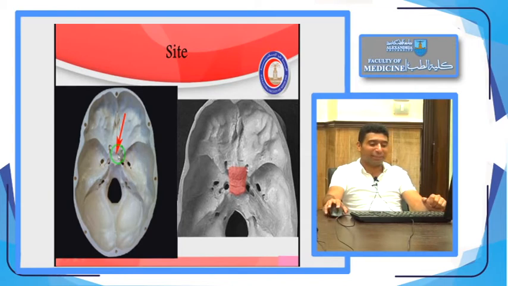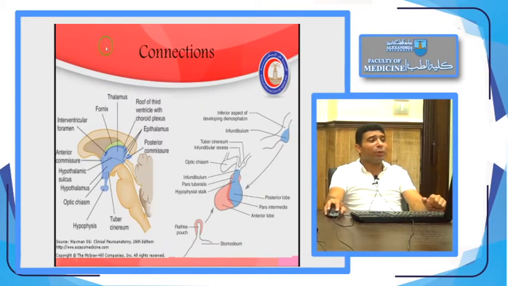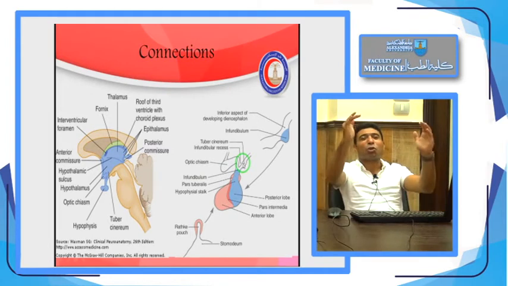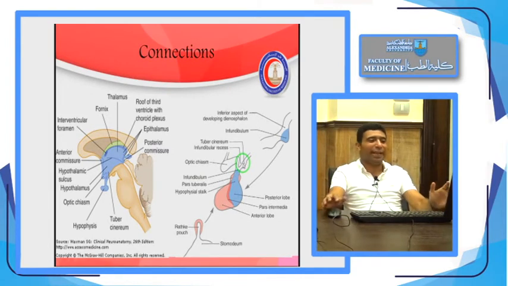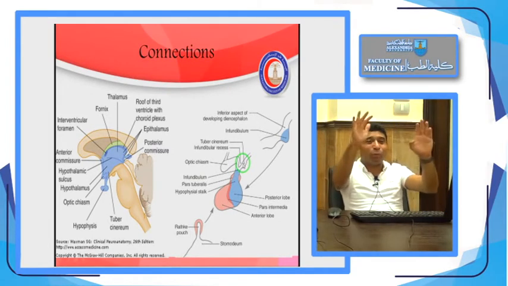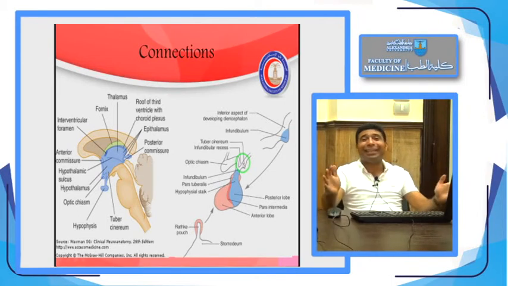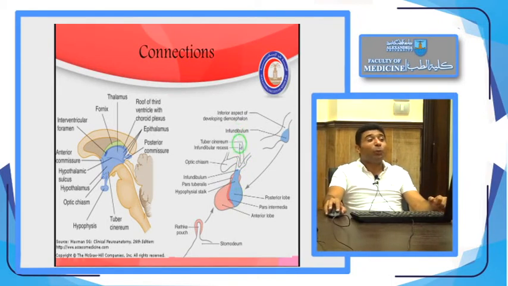Diaphragma sellae, yes. We see that our pituitary gland is linked to what is called the hypothalamus. Hypothalamus for connection and regulation. It is called the hypothalamo-pituitary gland axis. To which part in the hypothalamus? To this part here, yes, this is what is called tuber cinereum. So what is tuber cinereum? A part of the hypothalamus.